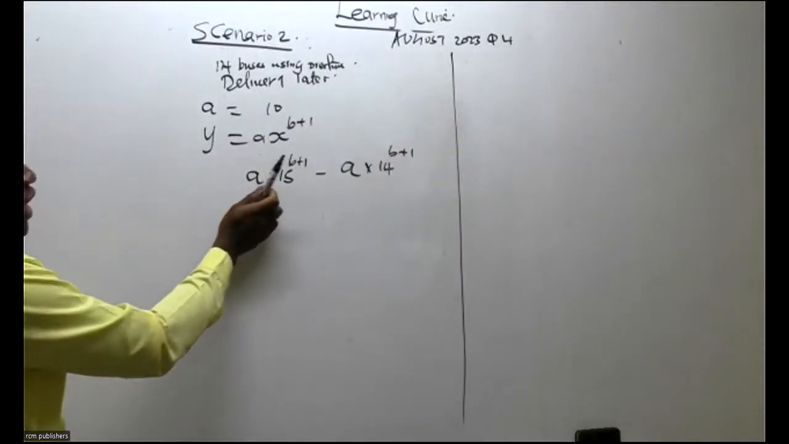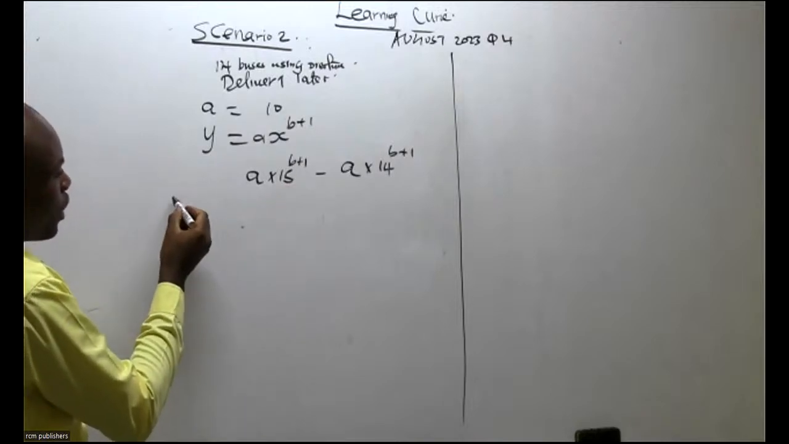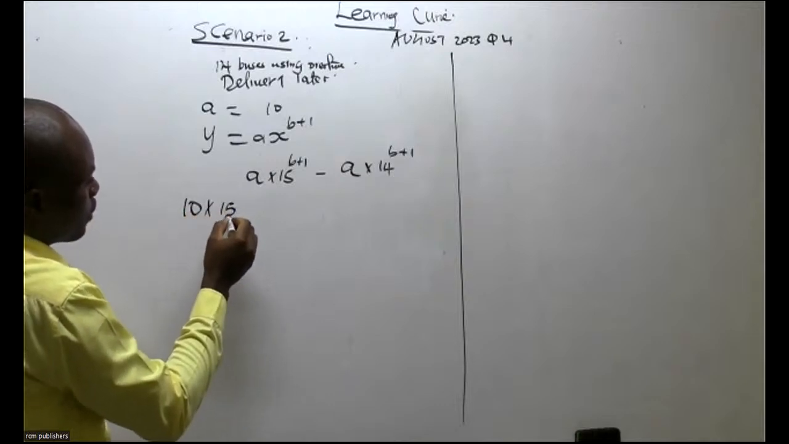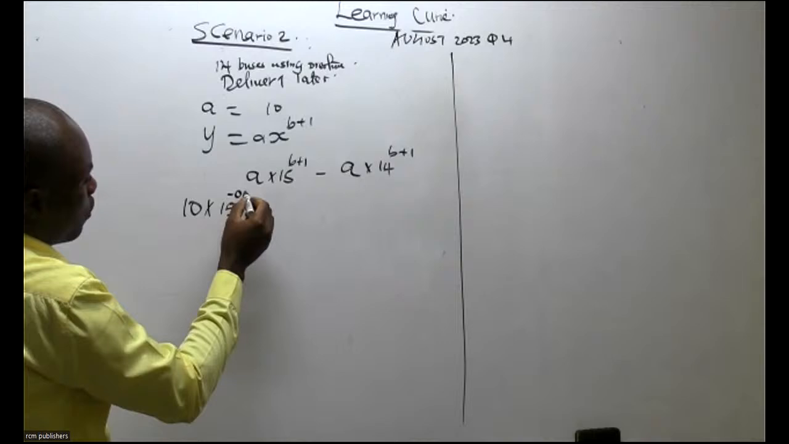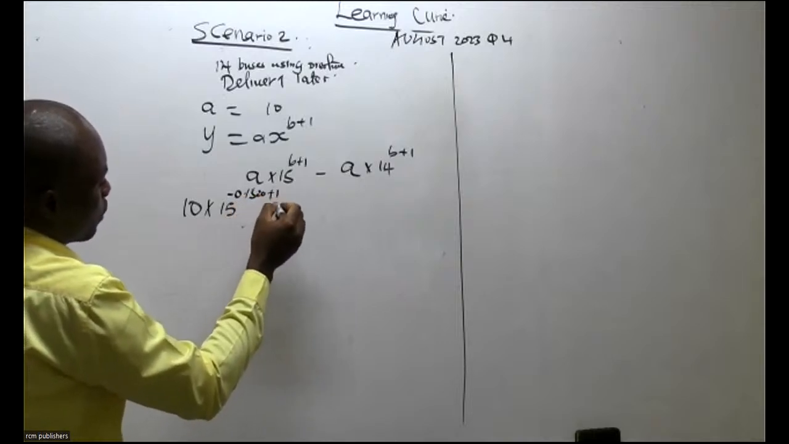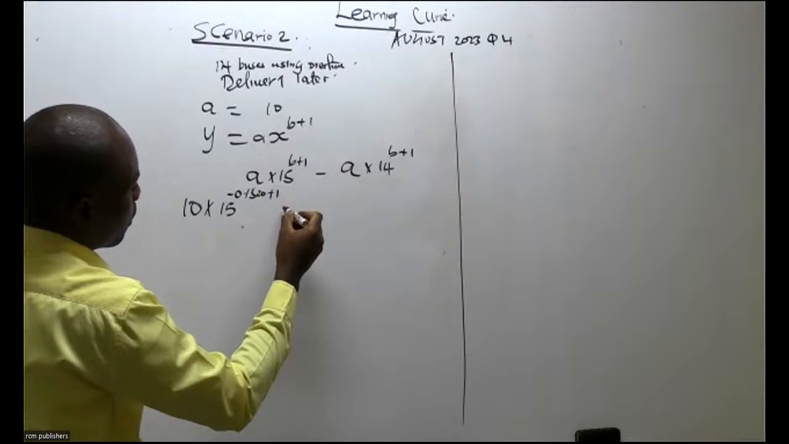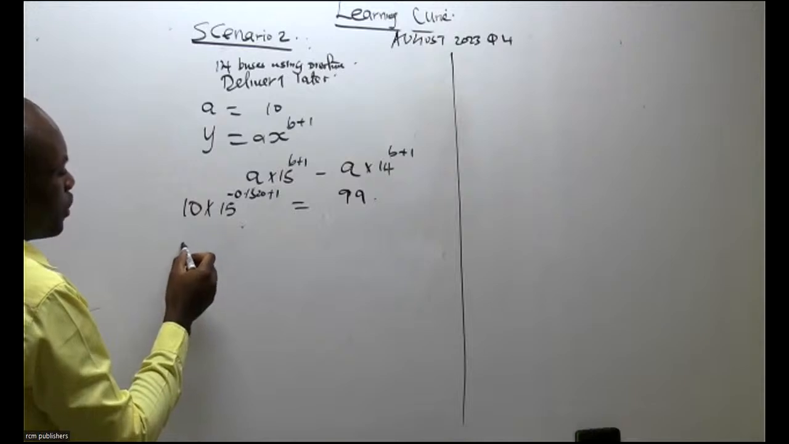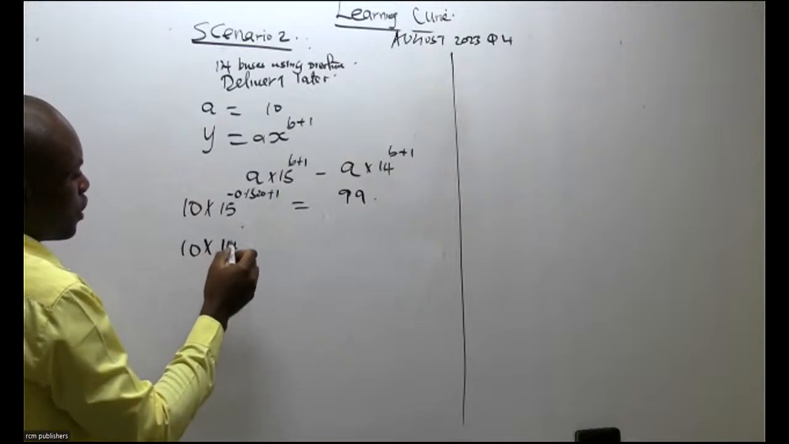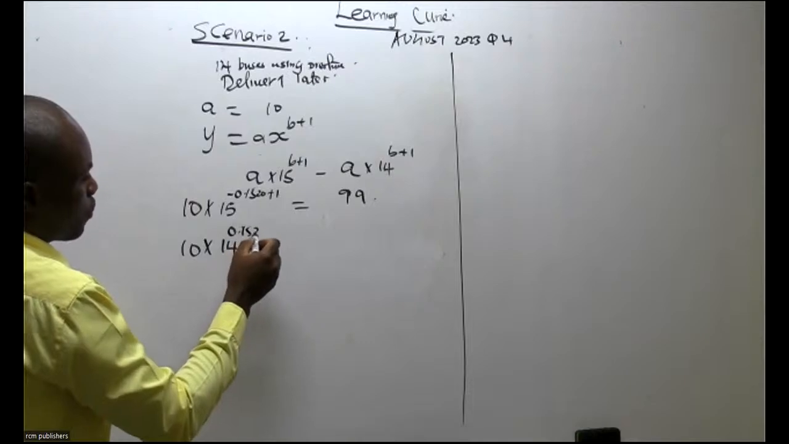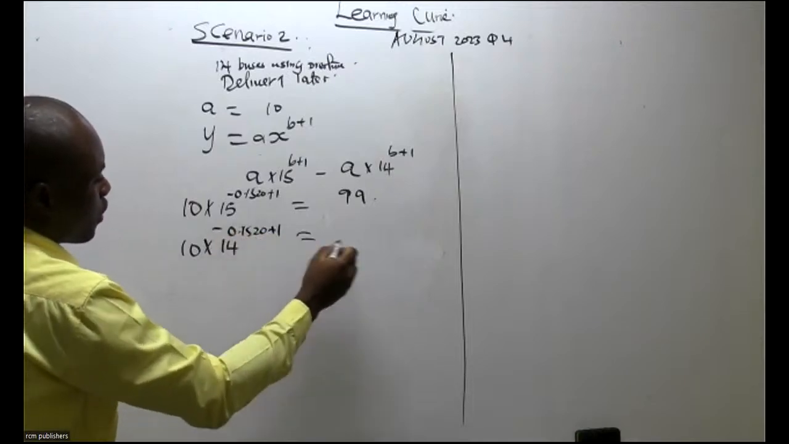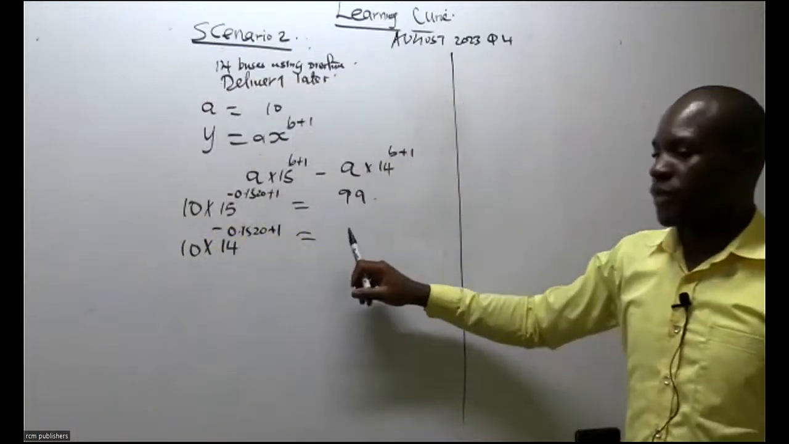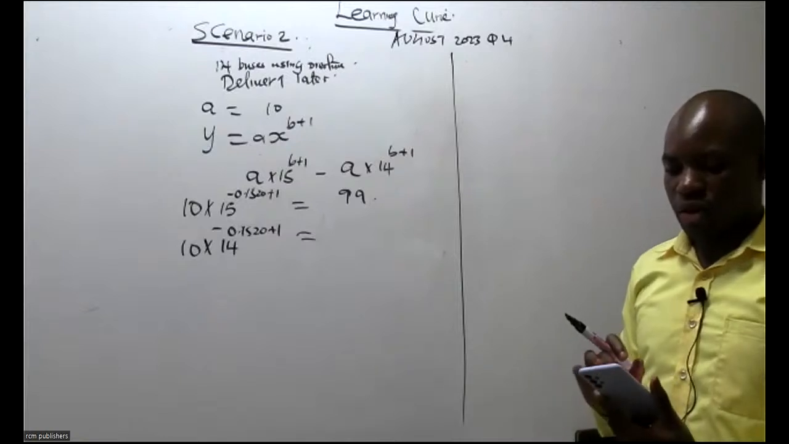So let's get, of course, we add this one here. That is A, which is 10, times 15 raised to power B, which is negative 0.1520, plus 1. I think you gave me 99. Then A, which is 10, times 14 raised to power negative 0.1520, plus 1. You should now give me the figure here. Let's go a bit faster. Time is not on our side.